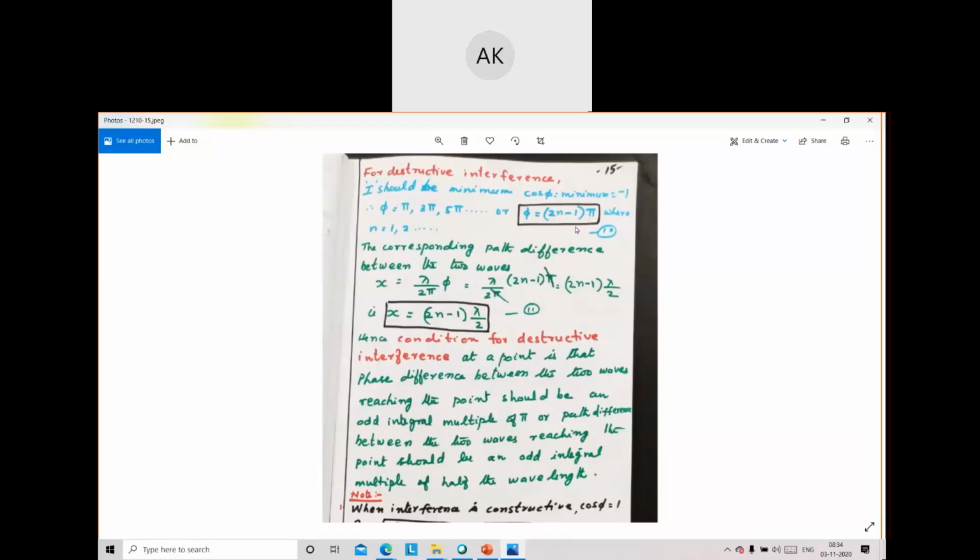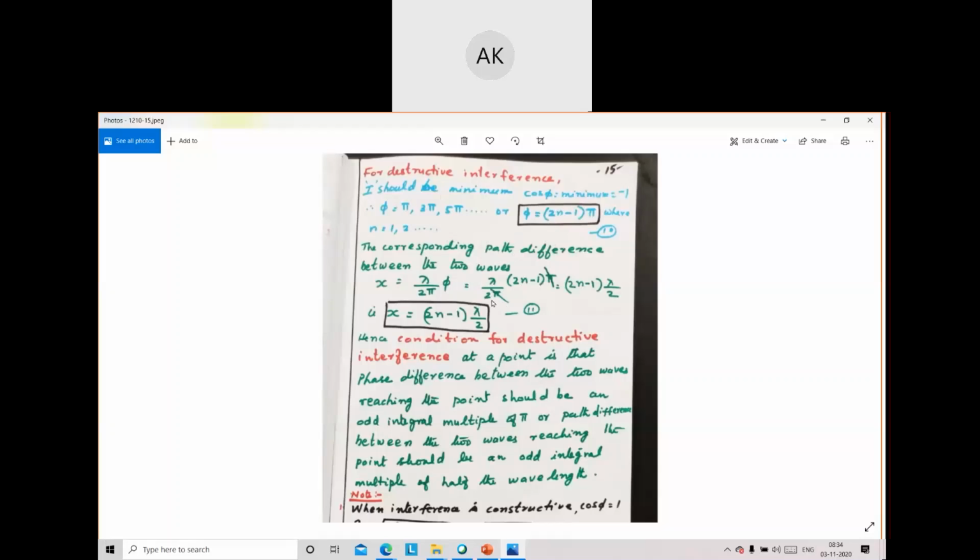When n equal to 1, 2 into 1 is 2, 2 minus 1 is 1, so pi. When n equal to 2, 2 into 2 is 4, 4 minus 1 is 3, so 3 pi. So this equation is written. These equations are very important for doing problems. So when phi equal to (2n minus 1) into pi, we get destructive interference.